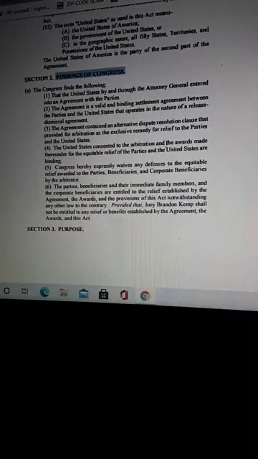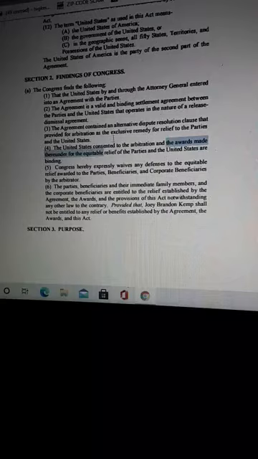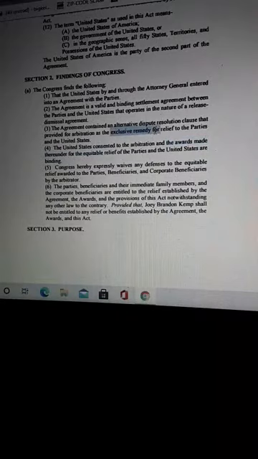Consented to the arbitration and the awards made thereunder for the equitable relief. Remember, I just said equitable remedy for relief to the parties? Now all of a sudden for equitable relief. That's why the exclusive remedy is equity. The awards to the parties and the United States are binding. This didn't say the Congress. This says the parties and the United States. Now you have a binding agreement with the corporate entity of Congress.